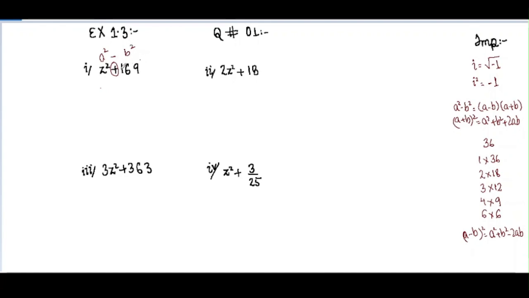So what number has a square as 169? We should know these squares. 13 square gives us 169. Okay, you have to remember this. So here we get a square minus b square equals a minus b into a plus b, and here we have to transform it into a square, which is already done, I guess. Then this positive sign into a negative sign, and then this 169 into b square.